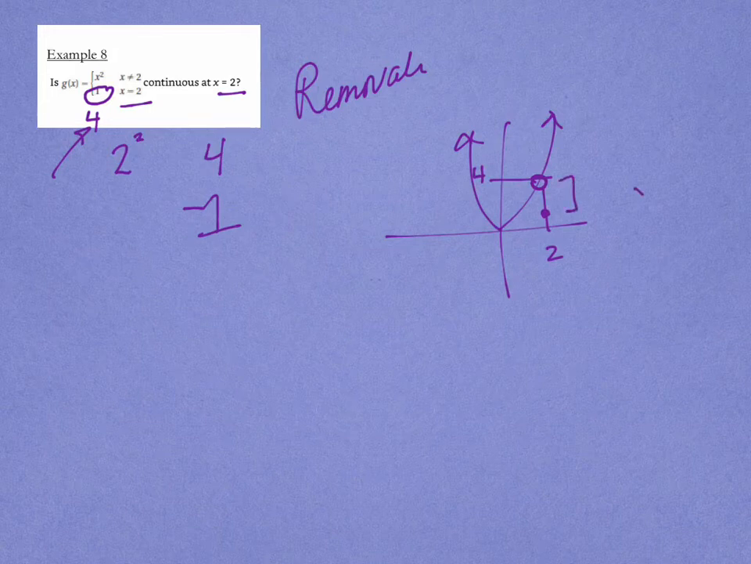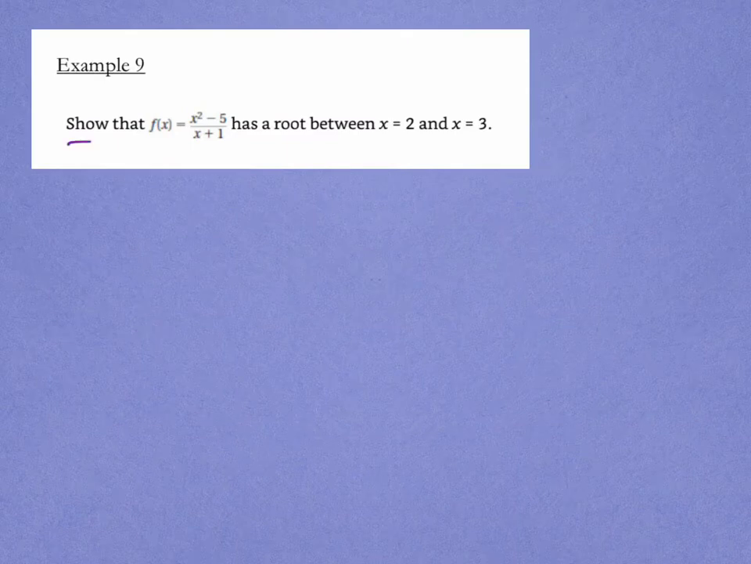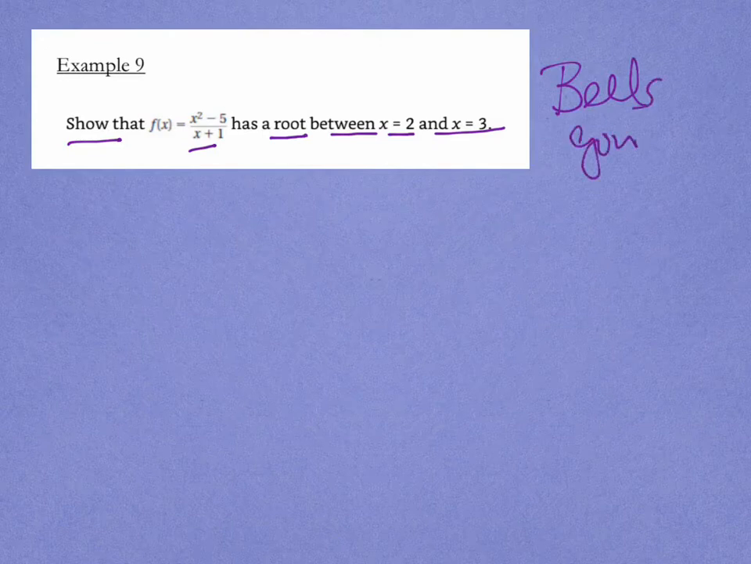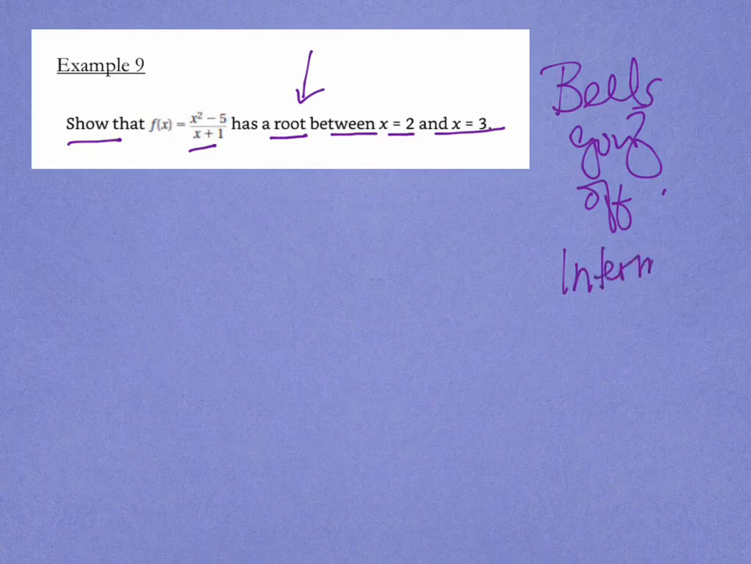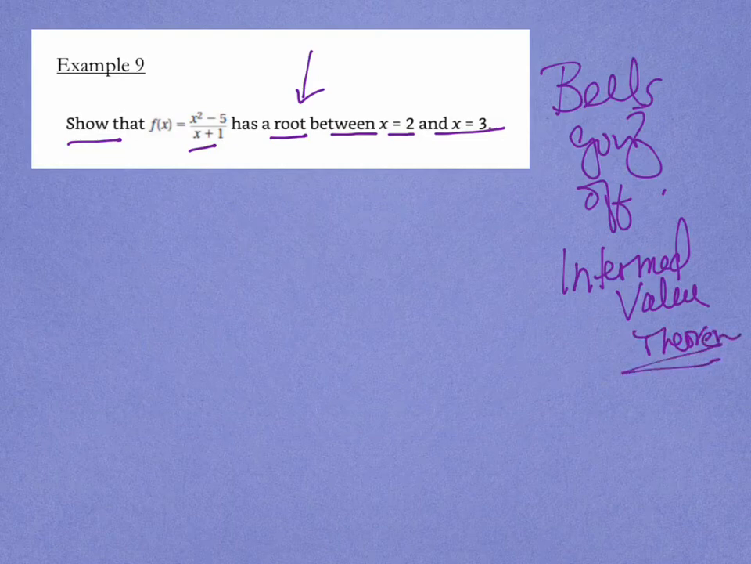All right, and one more example. Show that x squared minus 5 over x plus 1 has a root between 2 and 3. Okay, ding, ding, ding, bells should be going off. This is asking for proving a root between two numbers. So anytime, which is what? The intermediate value theorem, right? So cheat sheet out for that, but I can do it, I hope, pretty well without the cheat sheet.